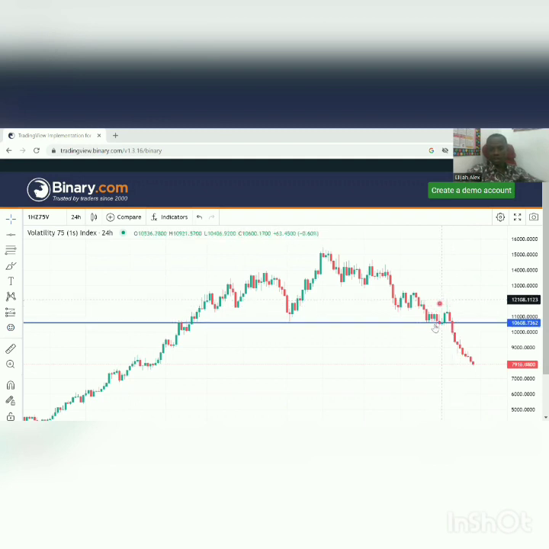Okay. So after the formation of the evening star, you enter your trade around this place, and then you take your profit almost around this place. Okay, because at this point the market reversed. When it gets to this scale level here, you can put your take profit here. I'm sure it's about to get there. This is daily time frame.